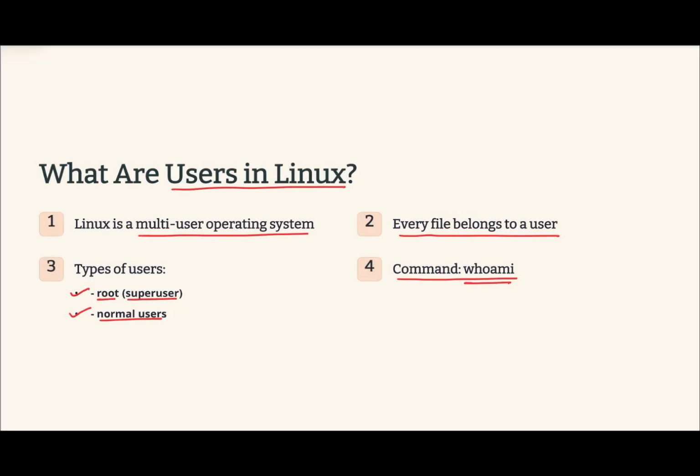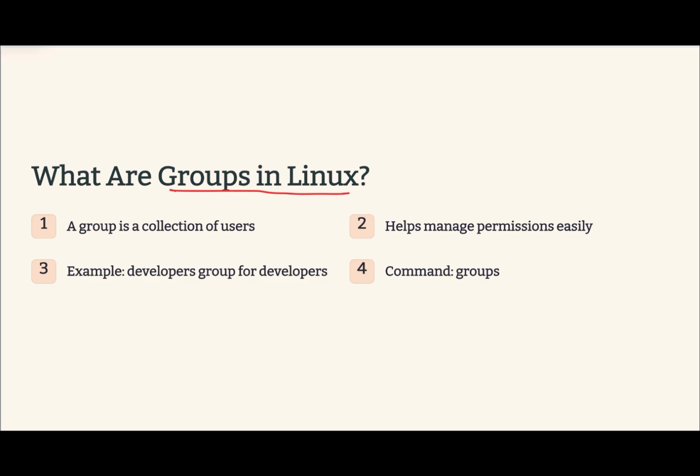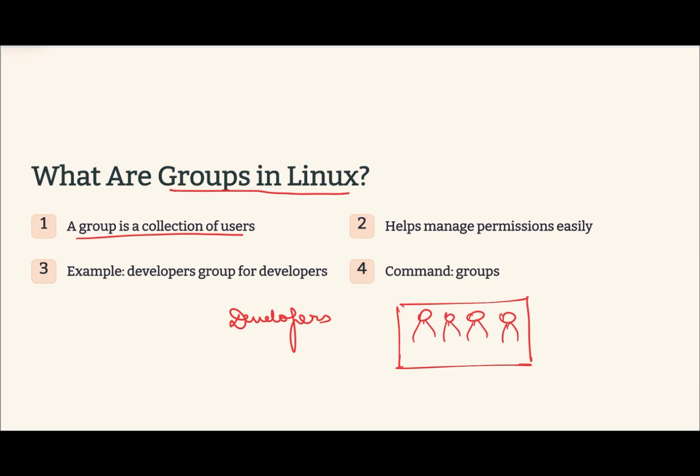Okay, now let's see what groups are in Linux. A group is a collection of users. Suppose there is a team of developers and there are some members in the team. Instead of giving permissions to each member separately, we can add all 7 members into a group called developers, and give the necessary permissions to this group.